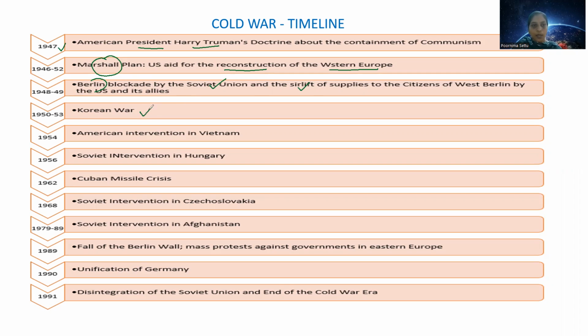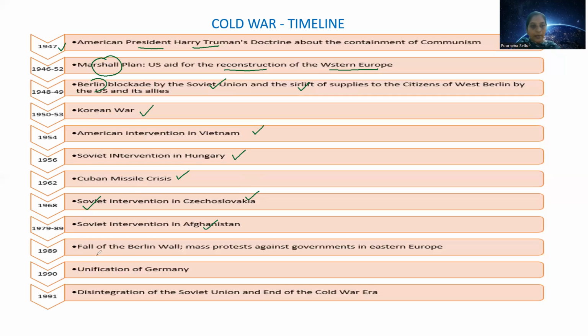The Korean War took place between 1950 and 1953. In 1954, America intervened in Vietnam. Next, in 1956, Soviet intervention in Hungary. In 1962, there occurred the Cuban Missile Crisis. In 1968, there was an intervention in Czechoslovakia. Whose intervention is it? It is the Soviet intervention. Next, from 1979 to 1989, the Soviets intervened in Afghanistan.